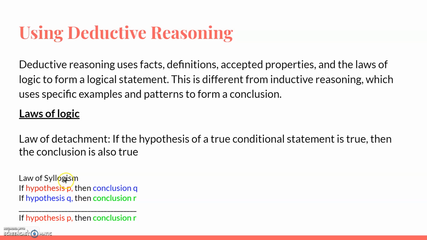So next, the law of syllogism. If hypothesis P, then conclusion Q. If hypothesis Q, then conclusion R. As we can see here, hypothesis P, then conclusion Q. And then we have the same Q here as the hypothesis: hypothesis Q, then conclusion R. So due to that, since the conclusion is the hypothesis here, we can say that if hypothesis P, then conclusion R. We'll get into this more in the following examples.